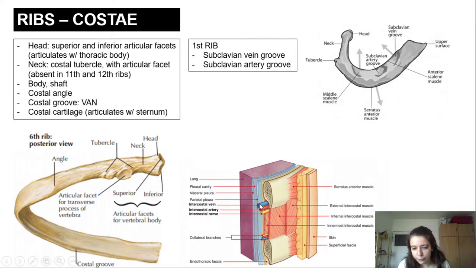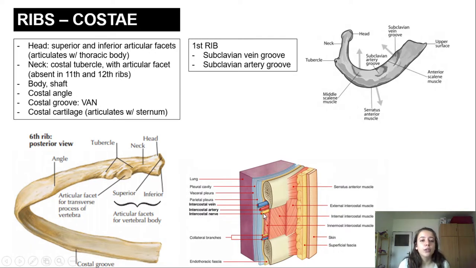So the costal groove is important because it serves for the location of the intercostal vessels and nerves. So this is the order of what you're gonna find in the costal groove. Superiorly, you're gonna have intercostal vein, in the middle intercostal artery, and lower intercostal nerve. The mnemonic we use is BAN, like the car, the BAN. You can see it in this image: vein, artery, nerve.